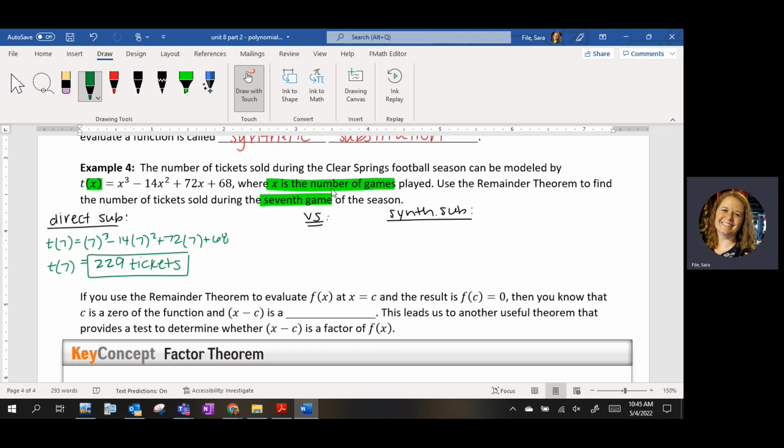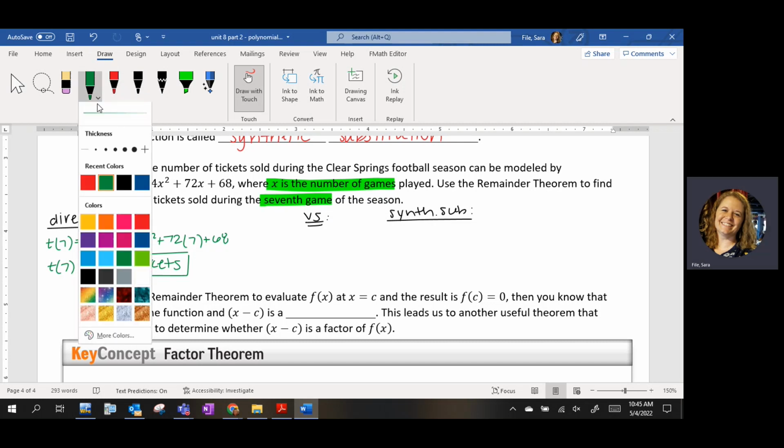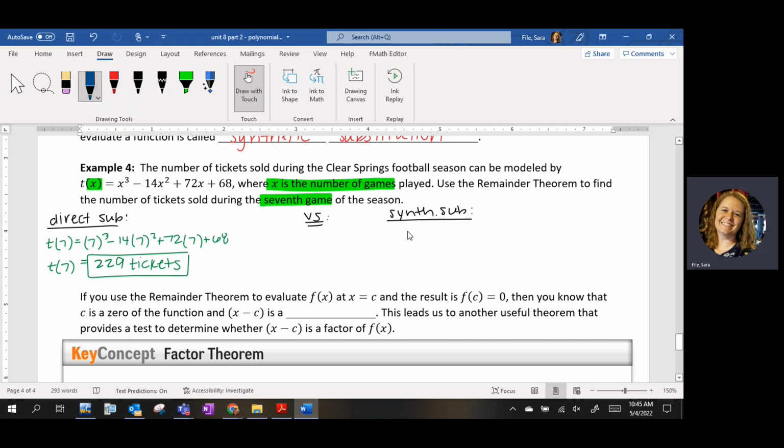So what the remainder theorem tells us is we can also get that answer doing synthetic division. So I'm going to list out my coefficients. I'm going to do this in a different color here. I'll do it in blue, I guess. So my coefficients are 1, -14, 72, and 68. And then a 7 is my c. That's what goes in the box.